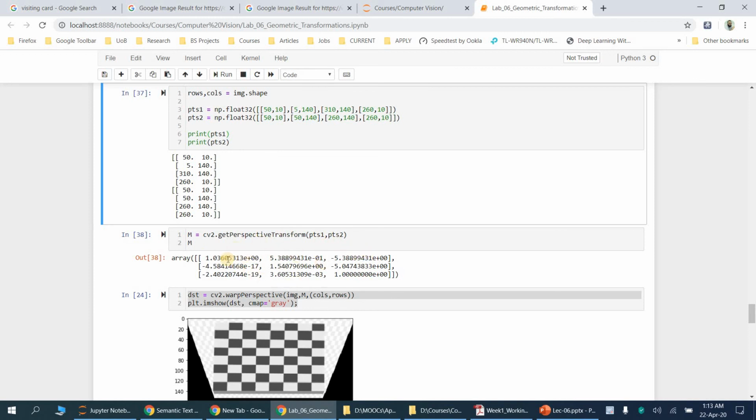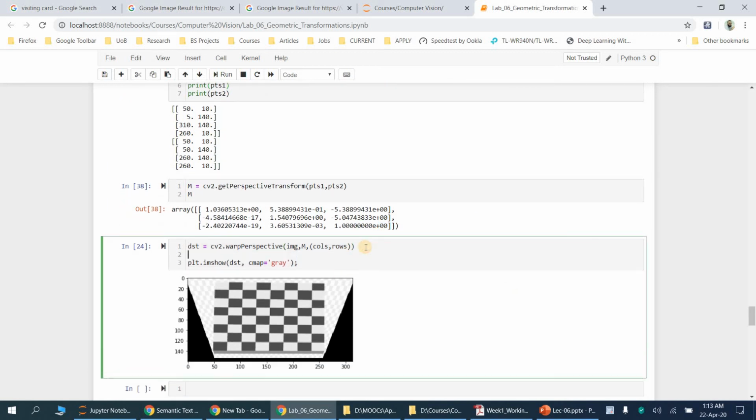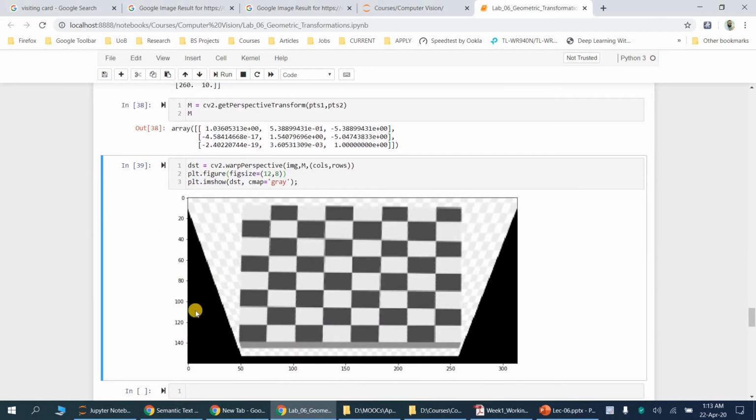This matrix over here is a 3 by 3 matrix, but you see it has 8 degrees of freedom. The last value over here is always 1. Okay, so the result will be this thing. The image has been changed, but you see the board itself is a perfect rectangle now.